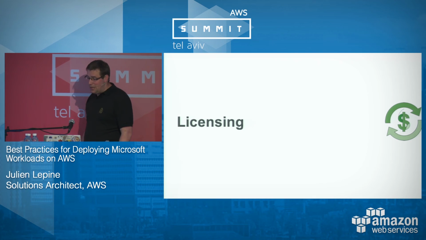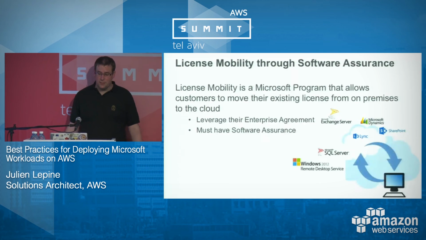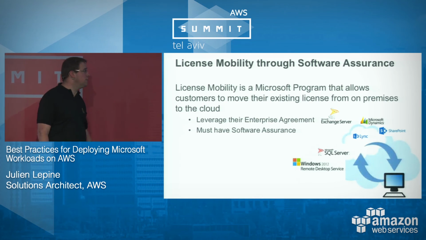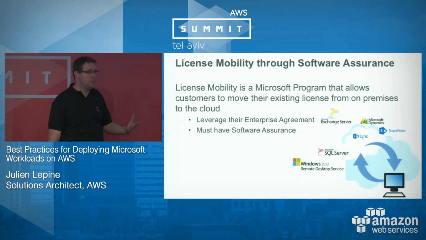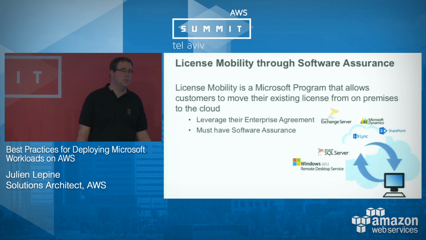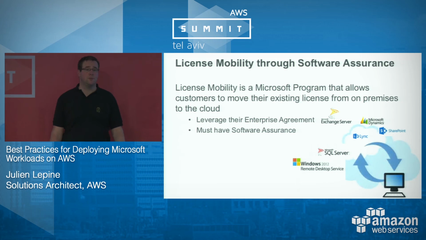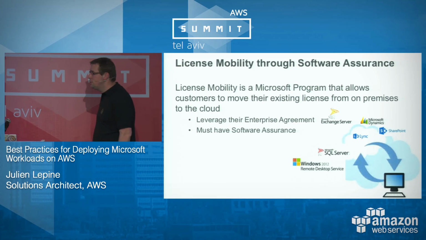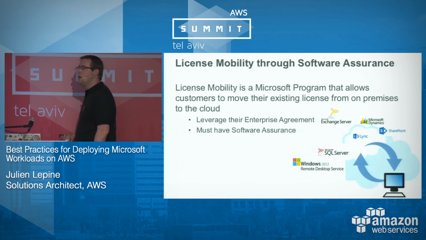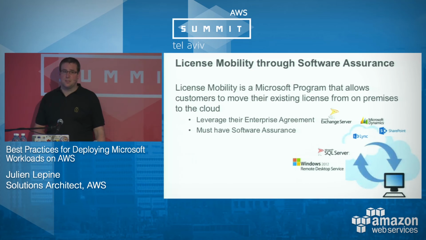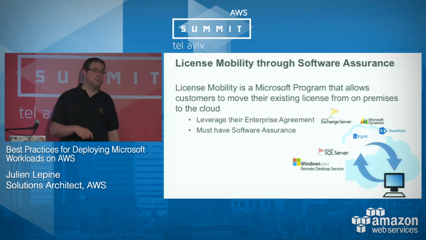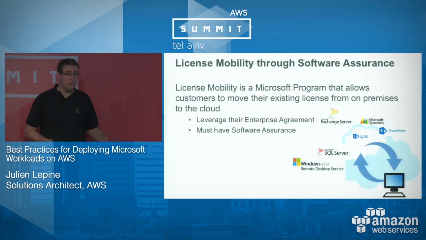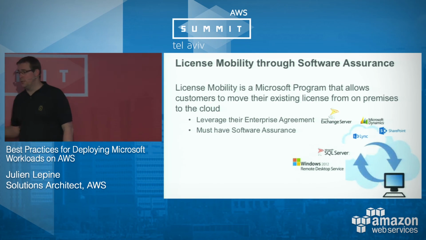If we speak about Windows, we have to speak about licensing. Licensing is one of the keys of Microsoft environments. So one of the key programs that allows you to reuse your existing licenses from Microsoft on AWS is what we call license mobility through Software Assurance. It's a Microsoft program that allows you to bring your own licenses on AWS if these are licenses that are covered by enterprise agreements and Software Assurance. So most of the licenses from large companies are fully eligible for that, and you can bring most of the environments that you want directly to AWS.